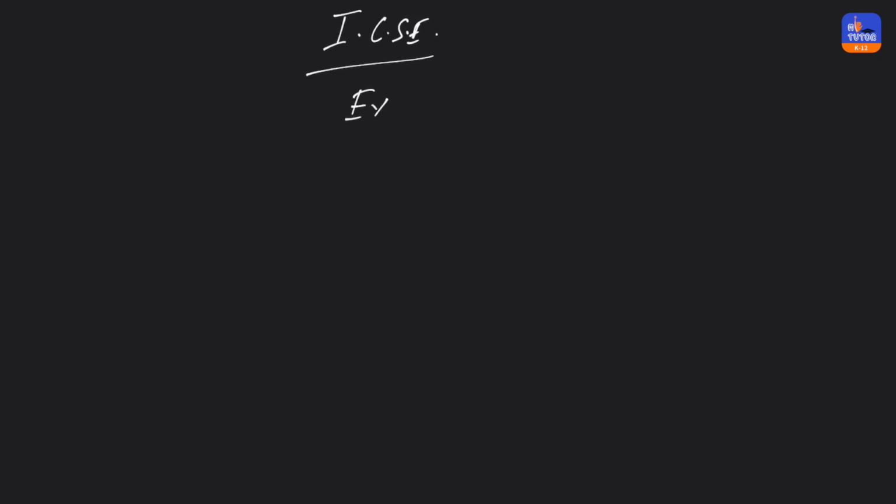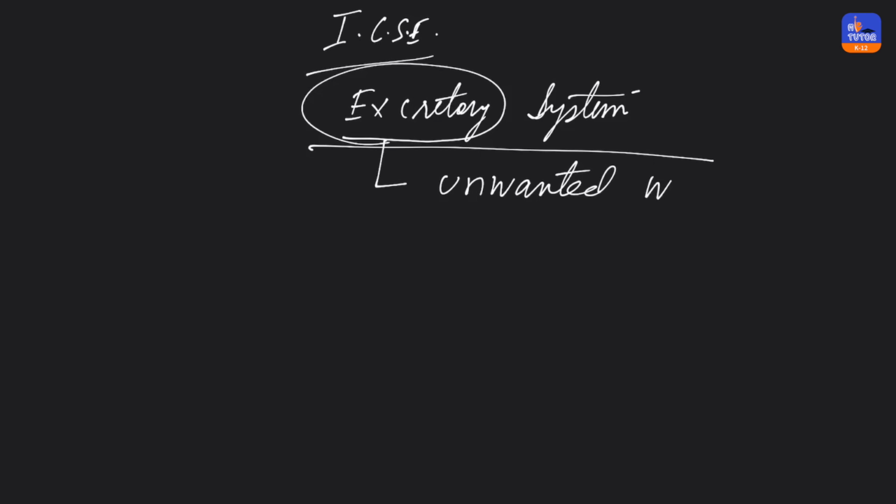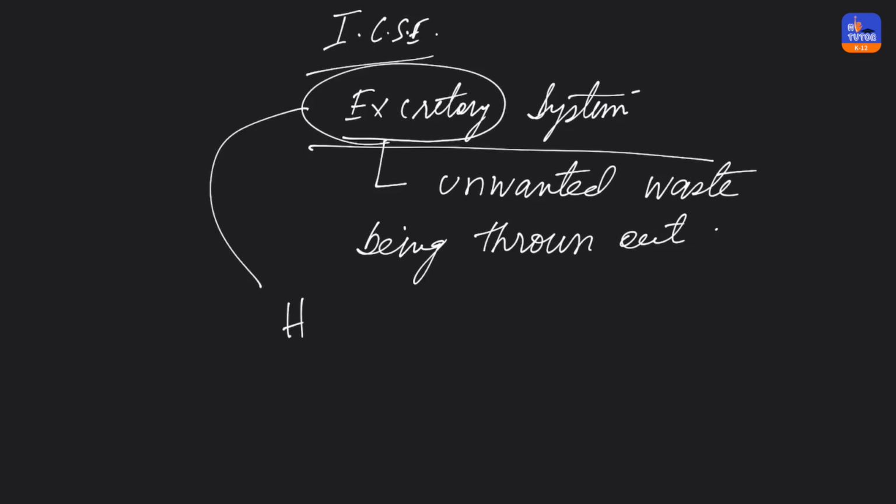The chapter name would be Excretory System. So, excretory system, what do we mean by excretory? Basically, it means unwanted waste being thrown out. So, excretory system in a human body.